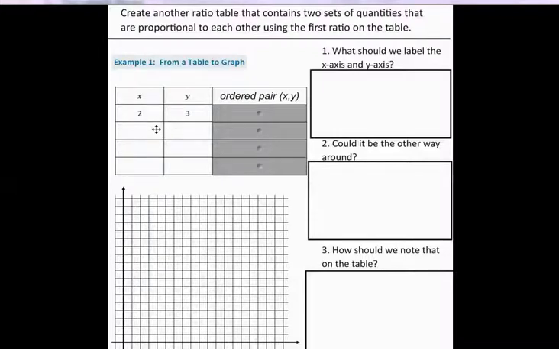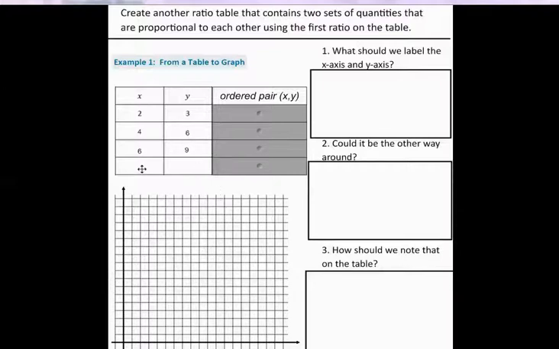So the first thing I'm going to do is say, all right, if we doubled it, 2 times 2 is 4, 3 times 2 is 6. So these two are proportional because 2 times 2 is 4 and 3 times 2 is 6. Now if I go back and look at the original quantity, I'm still starting out with 2 and 3. This time I will multiply them by 3. So 2 times 3 is 6, and 3 times 3 is 9.